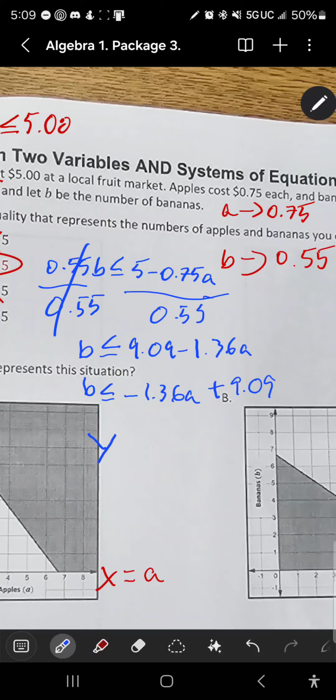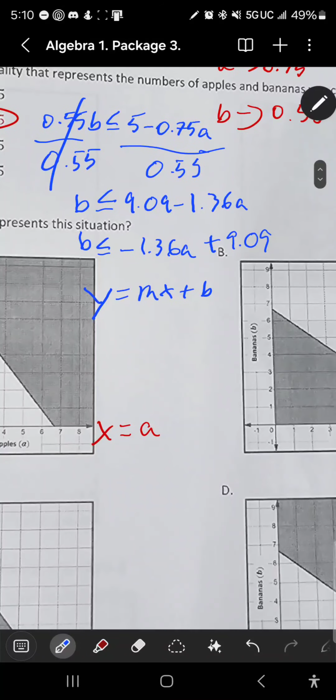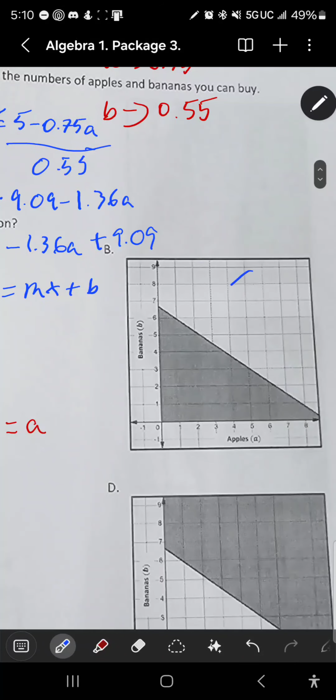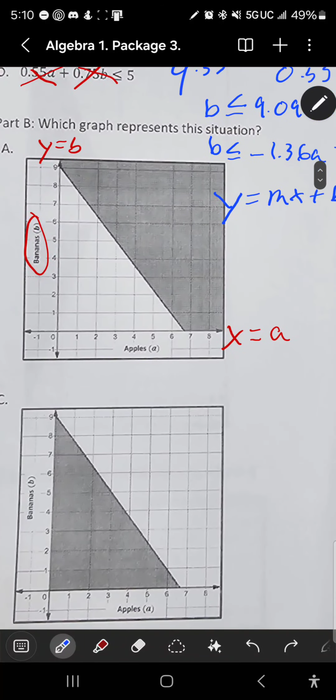Just so we can have the normal equation, y equals mx plus b. So b, or the y-intercept, will be 9.09. M is our slope, which will be negative 1.36. X goes with A, as I said before, and Y goes with B. So we know that the y-intercept is 9.09. So right now we can take away this one, because the y-intercept here is like 6 point something. That's not our answer. And now we have these two that actually work.